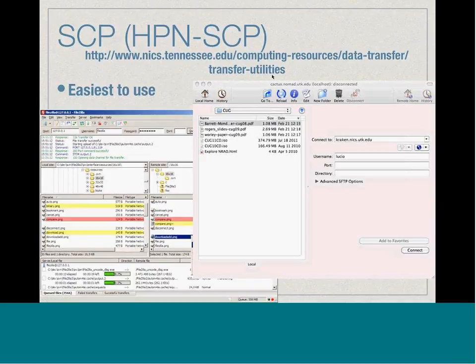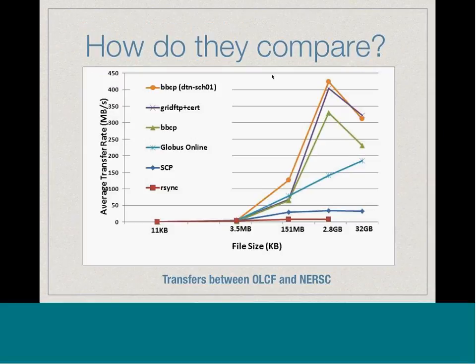We have LCS as well, but I could not cram it on. In fact, they're very similar to the next example. All right, we did a study at OLCF with a transfer to NERSC using all of these different copy tools. And all of our copy tools run through our data transfer nodes onto the Energy Sciences Network. So they all have a 100 gigabit WAN connection.